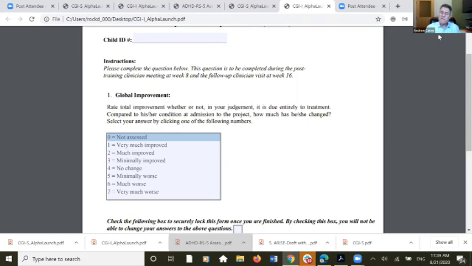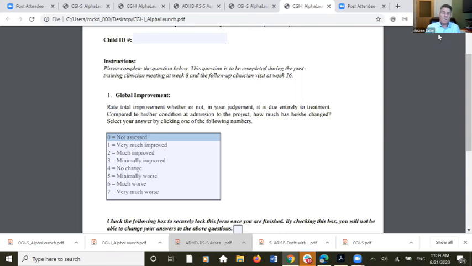A 3, which is minimally improved, is, yeah, I think there's some improvement. Maybe the symptoms are a little better, but it's not a substantial improvement. It's not causing a significant functional improvement or a significant decrease in their level of impairment. So this is kind of, I always say, if you're squinting a little and go, yeah, I think they're a little better, that might be a minimally improved. No change, of course, is self-explanatory. Essentially, there's been no clinical change either in the frequency or severity of the symptoms or their impact.